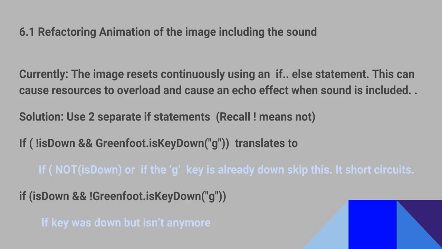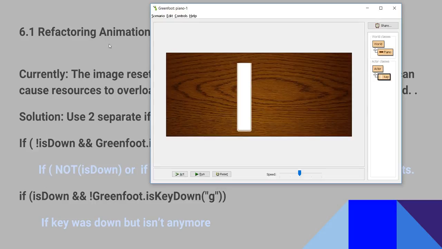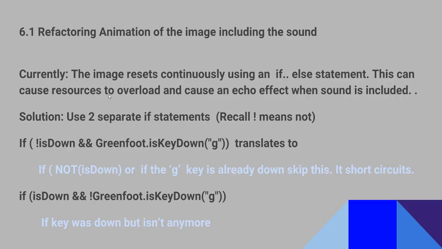This video is going to talk you through a little bit of section 6.1 where we refactor the animation, and we're going to include a sound in this example to show you why we need to refactor. Currently the image resets continuously, so when we run, if I click on the G key, you can see that it just resets continuously. If I hold the G key down, it doesn't look like it makes a difference. But when we include sound, it could overload the resources, and it causes this echo effect.